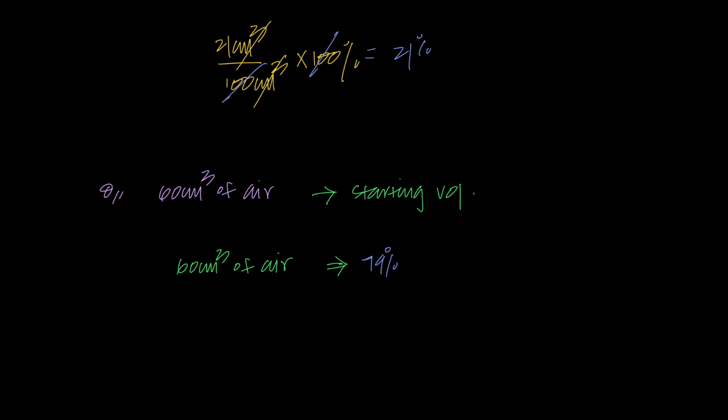So what about the 100%? How much air did I have at the start? That's the 100%, right? So that's x. Cross multiply, what do you get? It's simple mathematics. x equals 60 times 100 divided by 79.